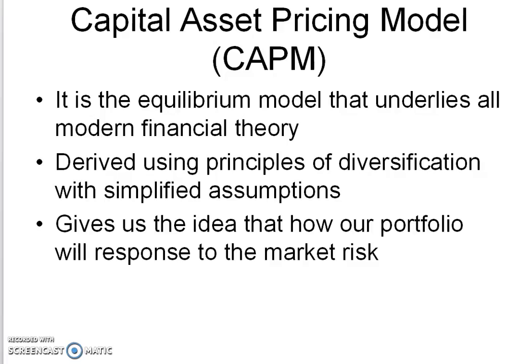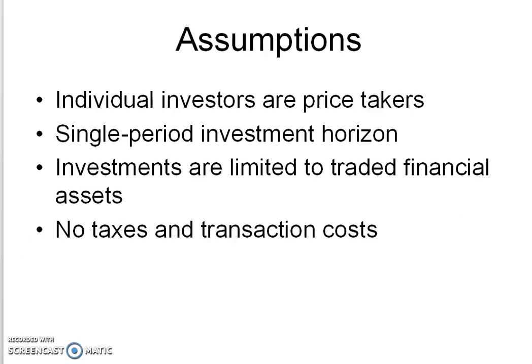Initially, starting with the first thing, assumptions. Capital asset pricing model has the following assumptions. It is an equilibrium model that underlies all the modern financial theory, and it is derived from the principles of diversification with simplified assumptions. Here it says that individual investors are price takers. There is no arbitraging. There are no taxes. There are no transaction costs. Investments are limited only to trading financial assets, and only a single period investment horizon is available.